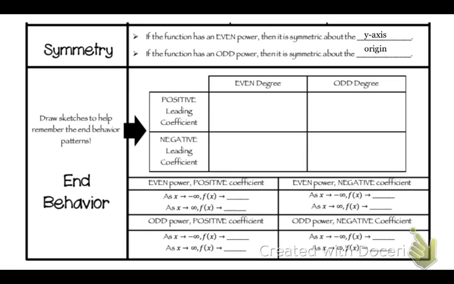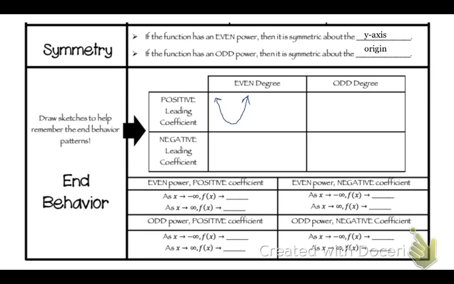Now, if it's a positive leading coefficient and an even degree, both sides are going to be up. An example of this would be like 2x to the fourth power. And they are both positive. That means as x goes to negative infinity, f of x goes to positive infinity. And as x goes to infinity, f of x goes to infinity.